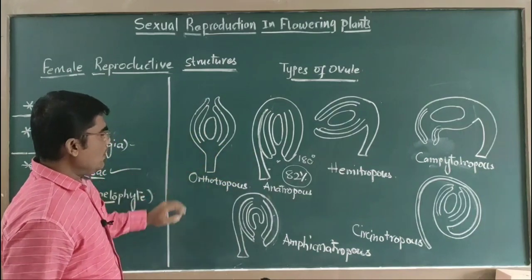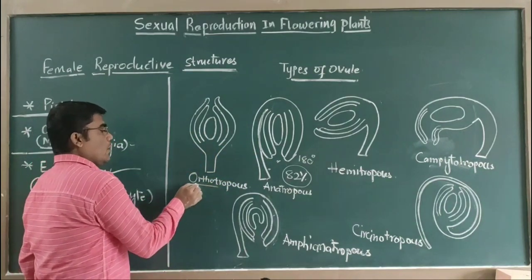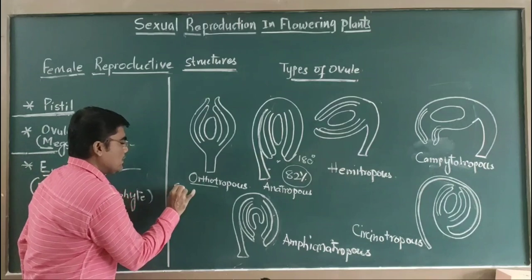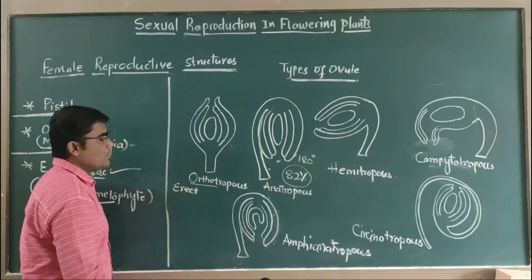Before this, here we have another one, Orthotropous. This is commonly called the erect ovule.